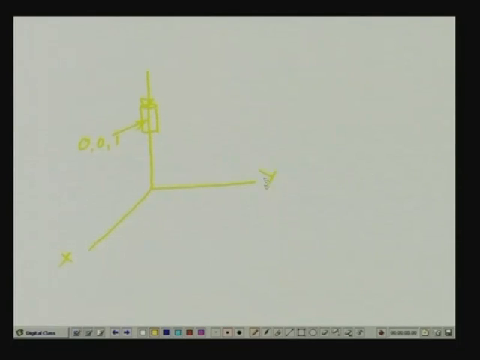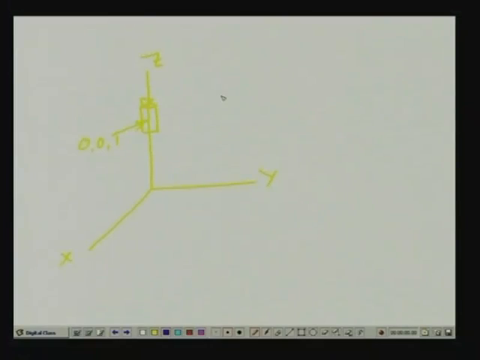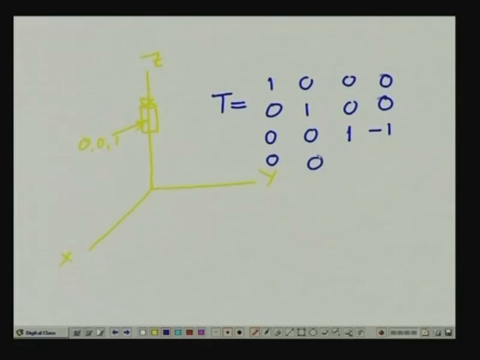So, this is my x axis, this is my y axis, this is the z axis. Now, if I do this transformation, then you find that all the 3D points will be transformed by the vector 0, 0, minus 1 with respect to the camera coordinate system. So, the first transformation matrix, which has to be applied to all the points in the 3D coordinate system, is given by 1, 0, 0, 0, 0, 1, 0, 0, 0, 0, 1, minus 1, and then 0, 0, 0, 1. So, this is the first transformation that has to be applied to all the 3D points.